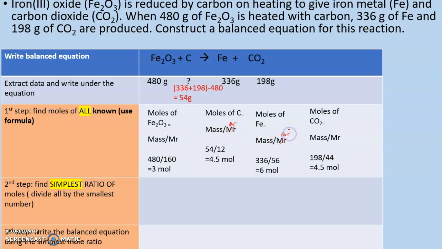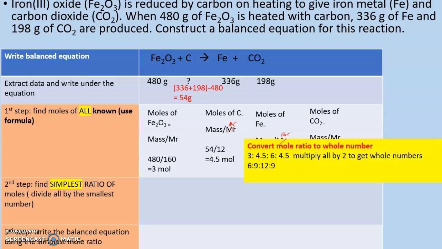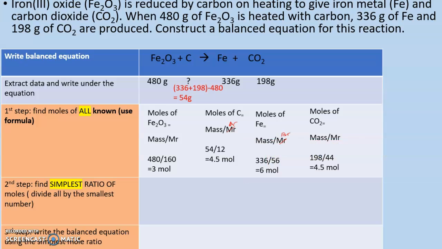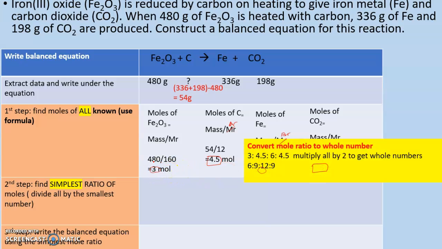reactants and products. So I found the moles here, but the problem is you have now got 4.5 and this is another 4.5, but the other numbers are whole numbers, so it would be useful to convert all of them into whole numbers. I can do that by multiplying all of these by 2. So when I multiply 3 by 2, I get 6, 4.5 becomes 9, 6 becomes 12, and 4.5 becomes 9. So I've got that number.